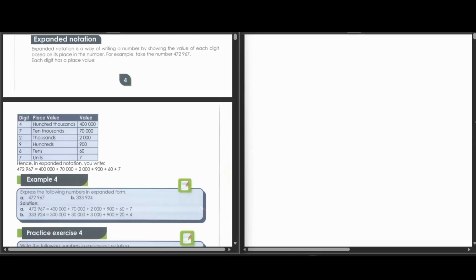In today's lesson, we want to look at expanded notation. Expanded notation is a way of writing a number by showing the value of each digit based on its place in the number. For example, take the number 472,967. Each digit has a place value.